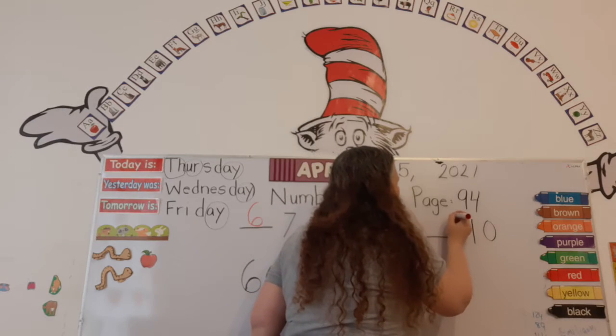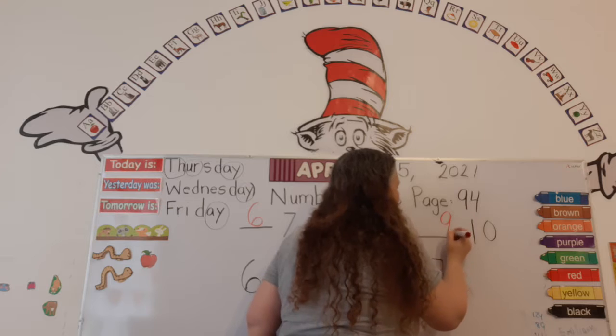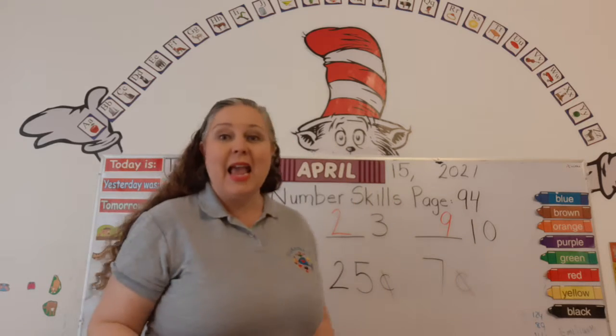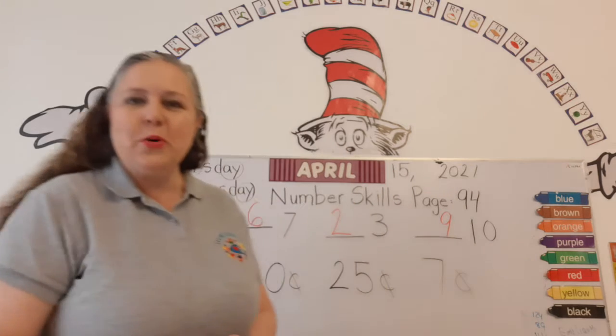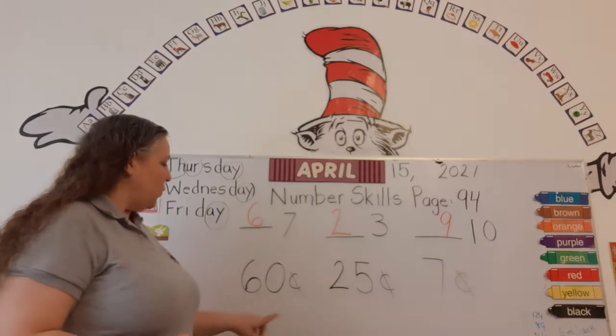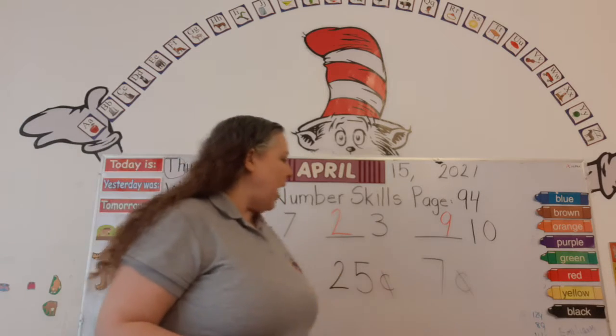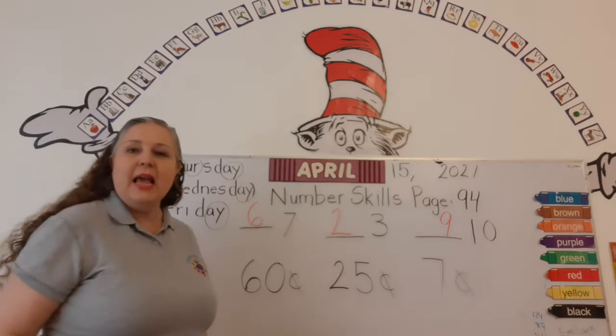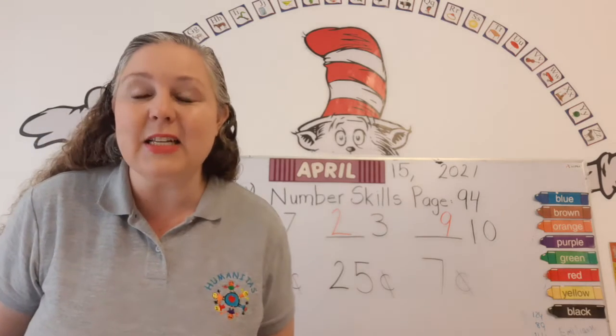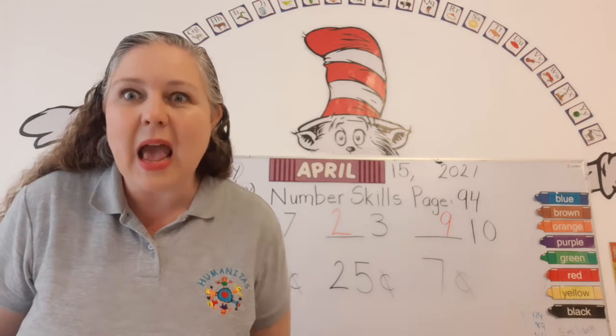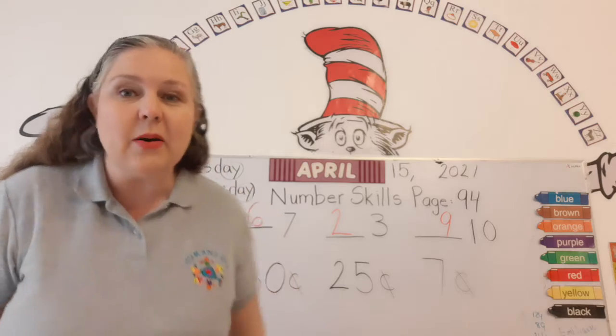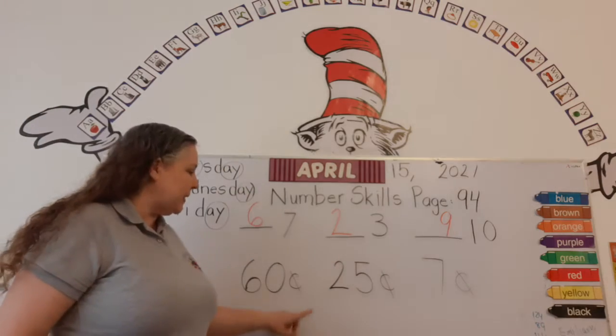9. That's right. 9 comes before 10. Super duper. Now, do you notice that I have some numbers here and they have a little sign? It's the cent sign to tell us how much money in American money, okay? So this says 60 cents.